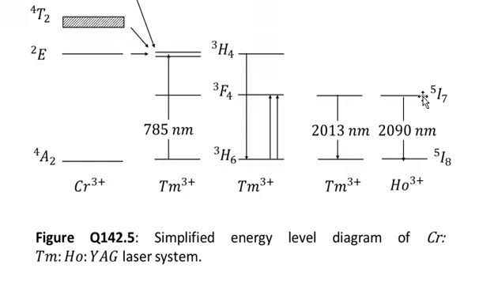So this level, which is a 5I7 manifold level, contains many sublevels, and the transition will take place from the lowest sublevel of this manifold to a level of the 5I8 manifold. So the 5I8 manifold also has many levels, and the transition will occur from the lowest sublevel of the 5I7 manifold to a level of the 5I8 manifold.